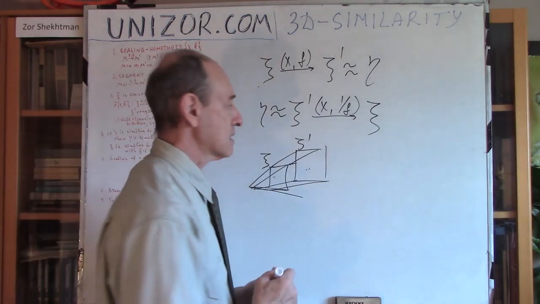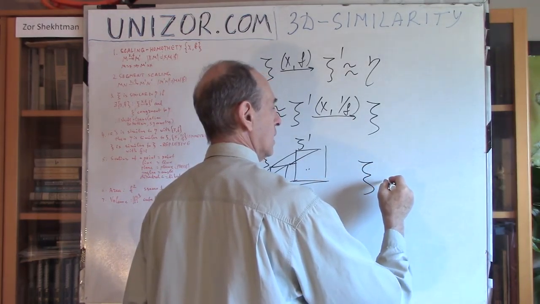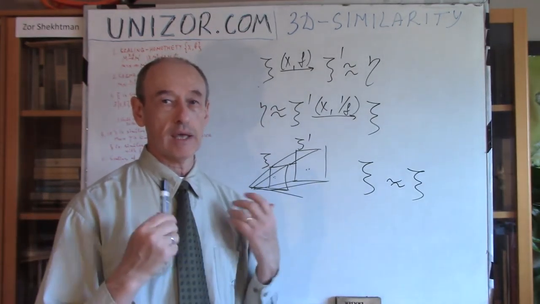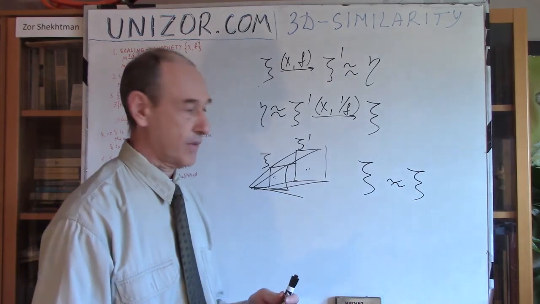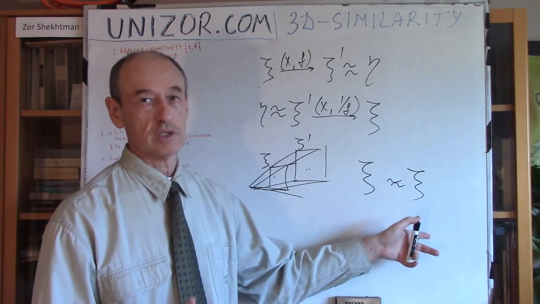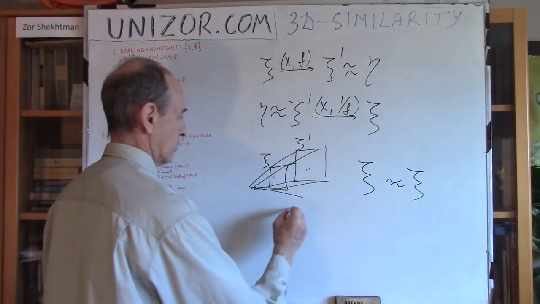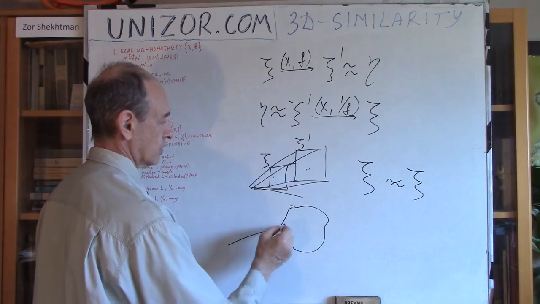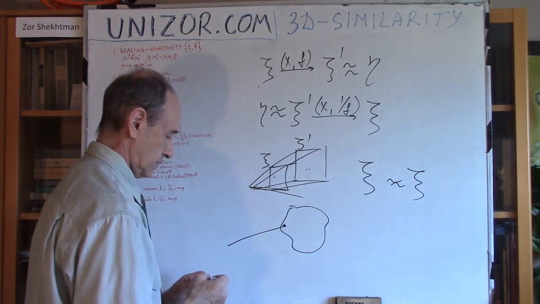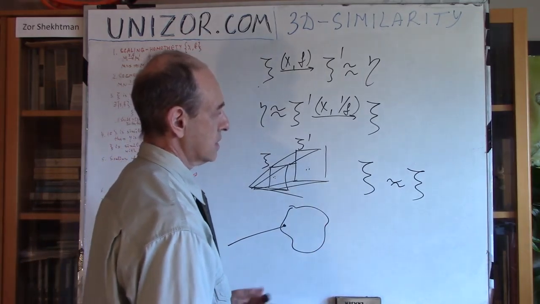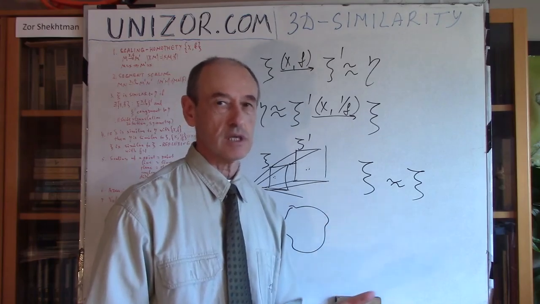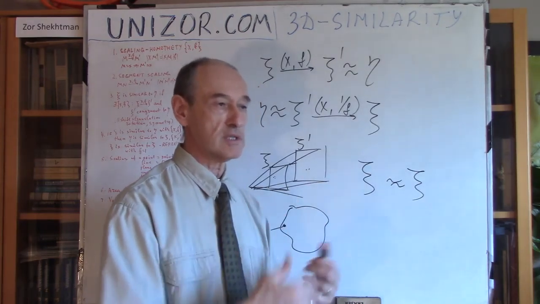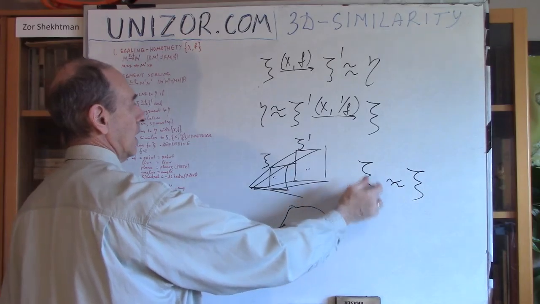Another interesting point is, obviously, any object is similar to itself, right? Why? Because I can always choose any point as a center and the factor of 1. The factor of 1 will convert every point of this object into itself, right? If you have an object and I have a center, then this point is converted into itself because the factor is 1, right? So the length is multiplied by 1. So that actually is called reflexivity. The similarity is reflexive, which means any object is similar to itself. So it's reflexive and it's symmetrical.